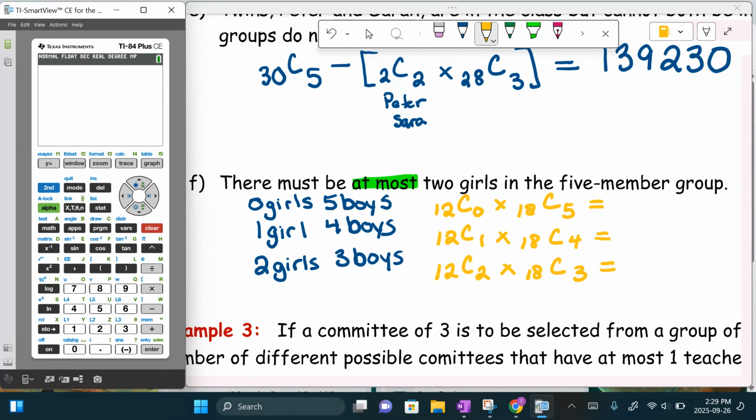What's 12 choose 0 equal to? 1. So you don't have to type that in. 18 choose 5. Oh goodness, sorry. 18 choose 5. Thousand 68.